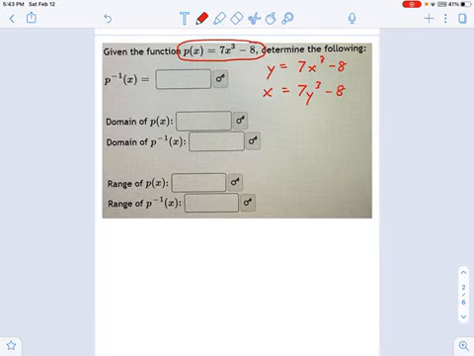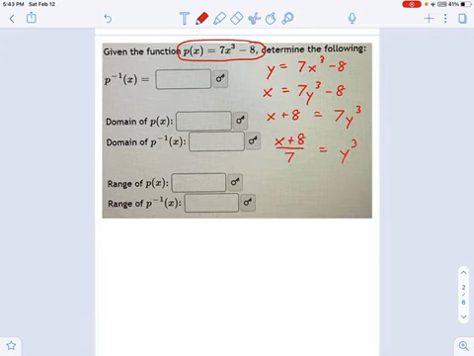That's it. So we add 8 to each side. This becomes x plus 8 on the left, and 7y cubed on the right. Now, I want to make a cube root to get y by itself, but I'm not ready for that yet. I need to divide both sides by 7. So x plus 8 over 7 equals y cubed.